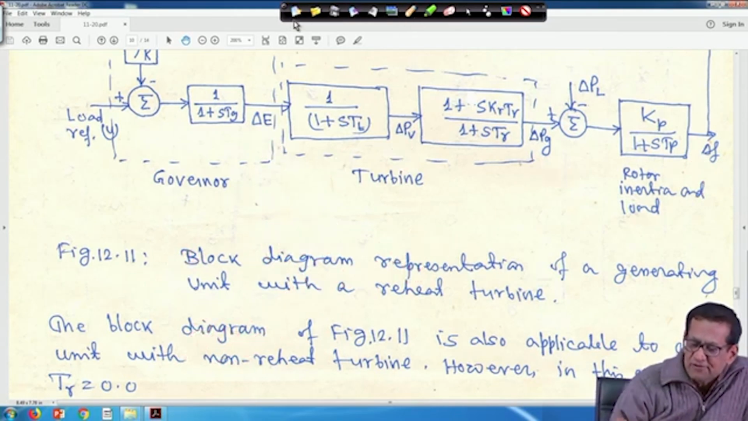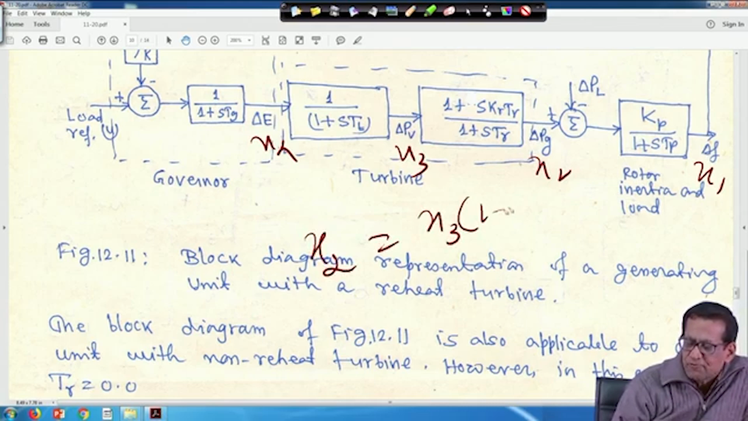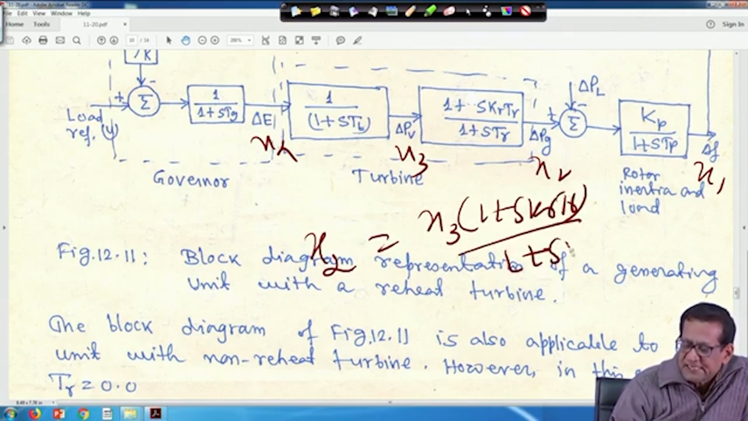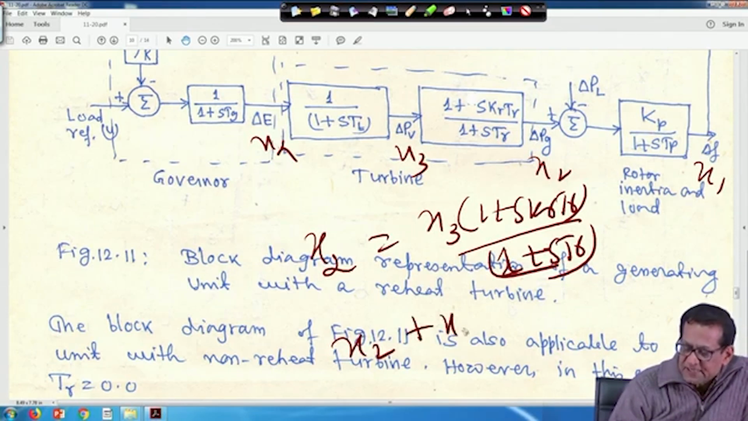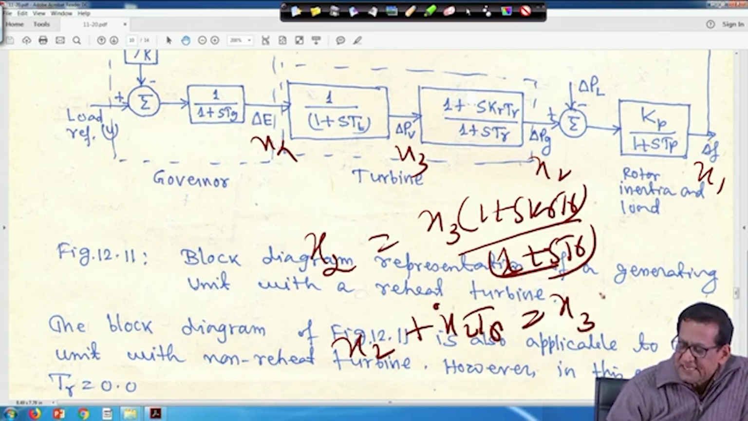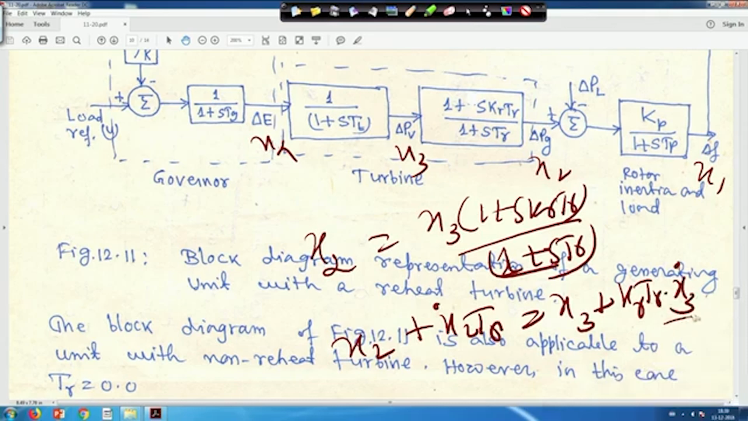Next, take this equation, this is my x1, x2, x3 and x4. x3 dot we have seen. Now, x2 is equal to x3 into 1 plus s kr Tr upon 1 plus s Tr. If you cross multiply, it will be x2 plus x2 dot Tr is equal to x3 plus s into x3, that is x3 dot, that means kr Tr into x3 dot. To eliminate this x3 dot, you have already got the equation of x3 dot is equal to minus 1 upon Tt x3 plus 1 upon Tt x4, that you will substitute here, such that the right hand side will be free of any derivative term. Then you will get x1, x2, x3 dot, right.